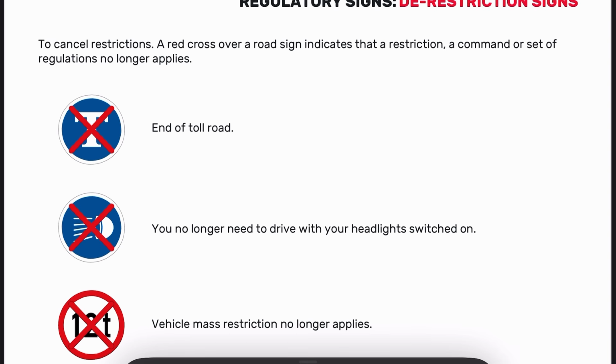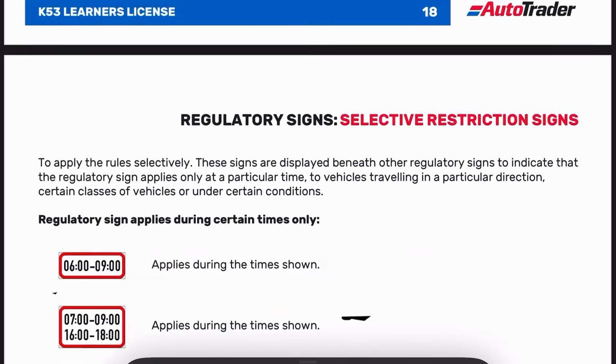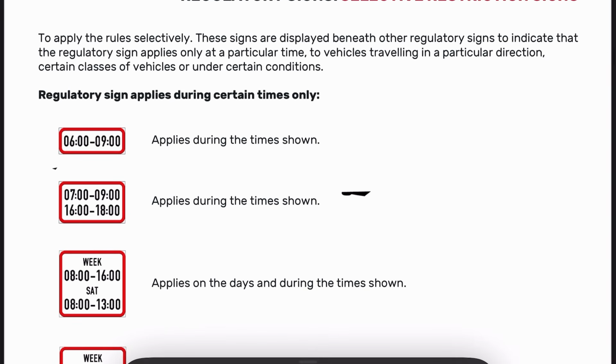So a red cross over a road sign indicates that a restriction, a command, or set of regulations no longer applies. This one is no longer applicable. So you'll see with what? Red cross. Then we have these ones, selective restriction signs.